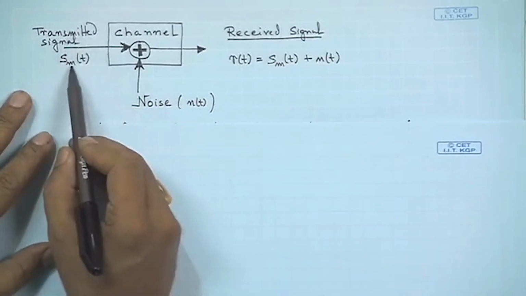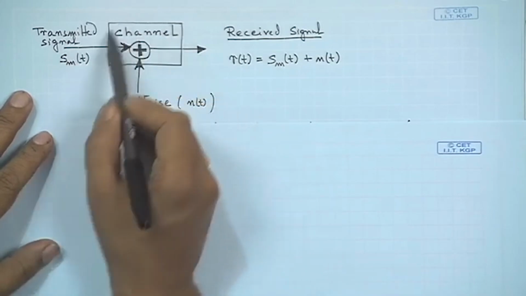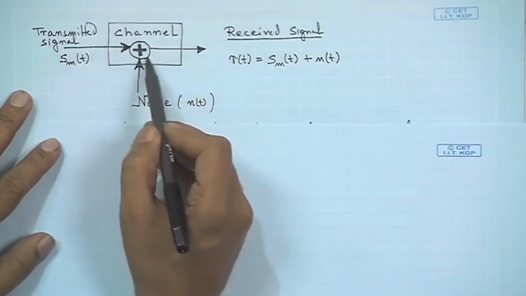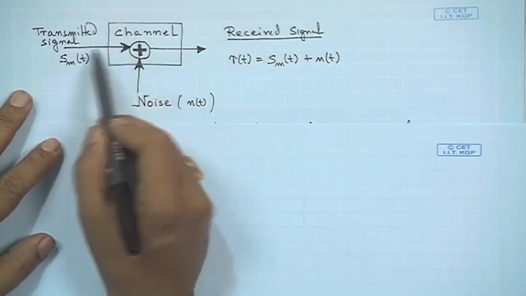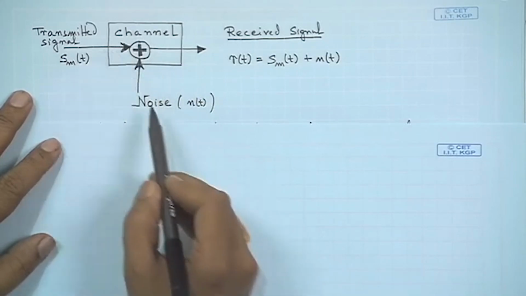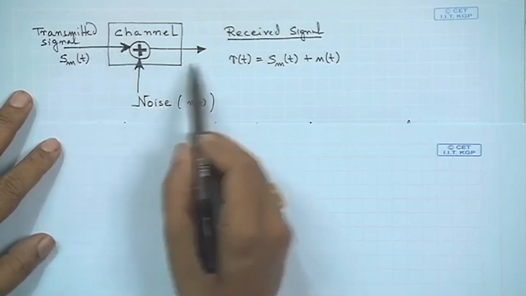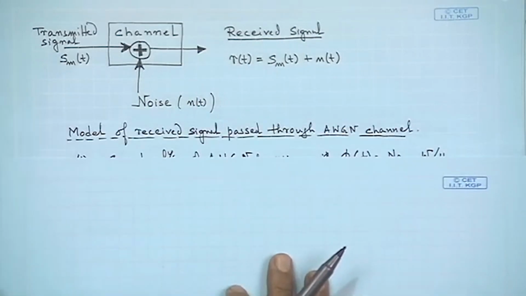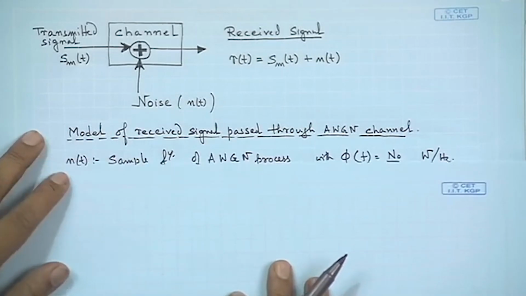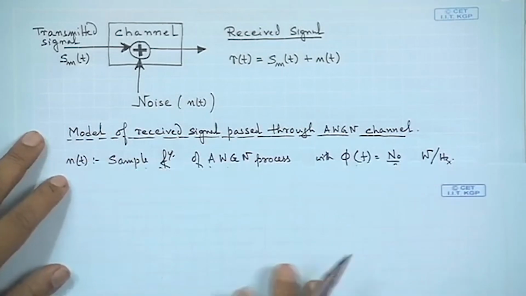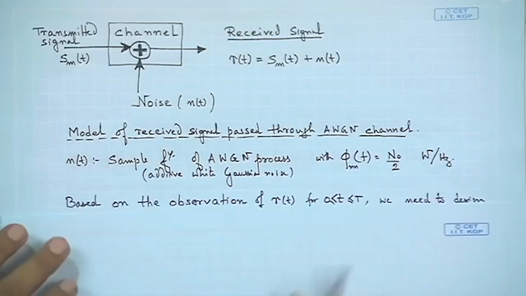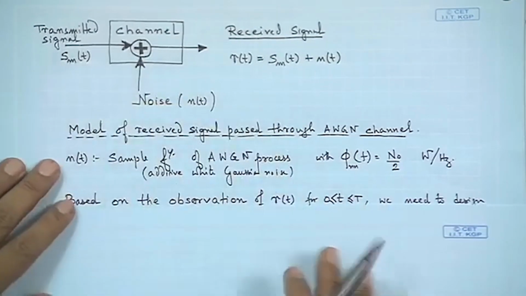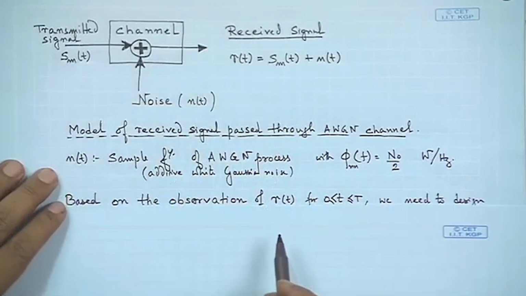There is a transmitted signal, s_m(t), and the channel does nothing but addition; there is no modification to the signal, and the noise is n(t). The received signal is of this form, which we had described earlier. Now we look into the model of the received signal when it passes through the AWGN channel, and there we have to describe the noise process.